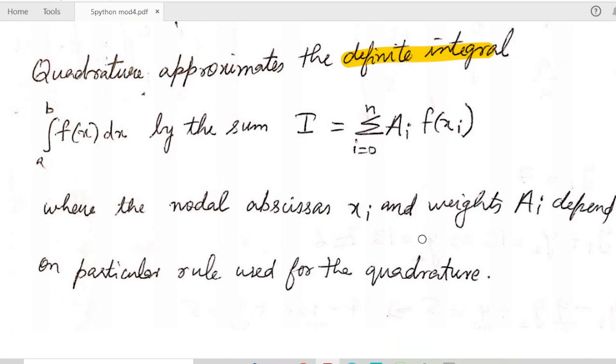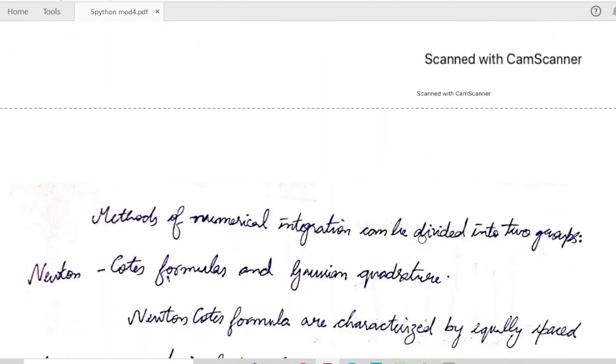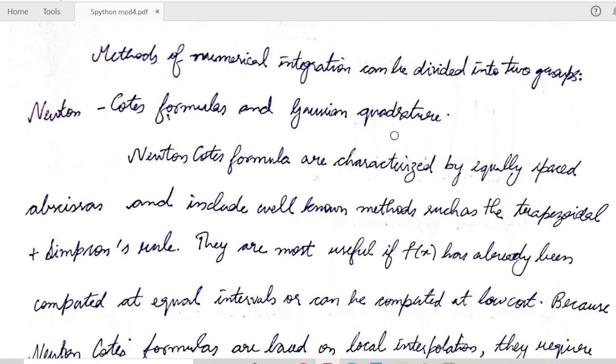So there are mainly two types of methods we use in numerical integration. First is the Newton-Cotes method. The second is Gaussian quadrature. We'll be discussing both of them. Methods of numerical integration can be divided into two groups: Newton-Cotes formulas and Gaussian quadrature.